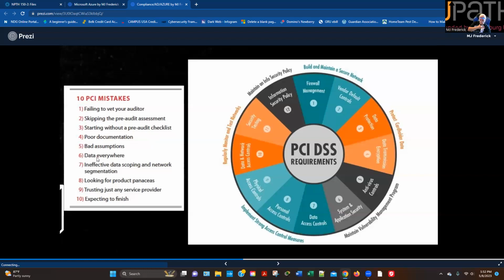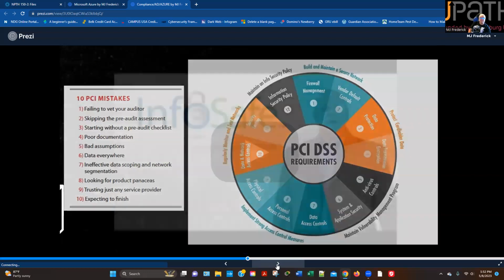Bad assumptions. Data is everywhere. Ineffective data scoping and network segmentation. Looking for product panaceas, trusting just any old service provider and expecting to finish. You never really finish, but you do get, you did a good job, and you start it all over again until you leave the business. Then you don't have to worry about it.